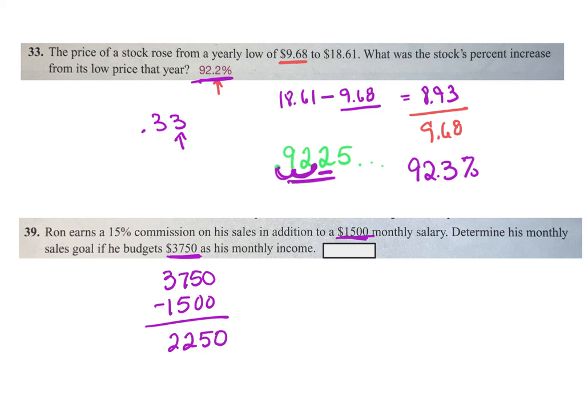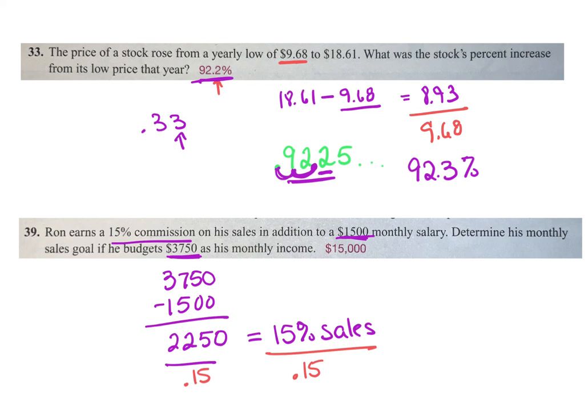All right. So if he makes 15% commission, then this commission should be 15% of his sales. Yes? So then how do I solve for what his sales need to be? Divide. Now I'm not going to divide by 15%. What am I going to divide by? 0.15. Right? So if I have 2,250 and I'm dividing that by 0.15, what am I going to get? Should get 15,000.